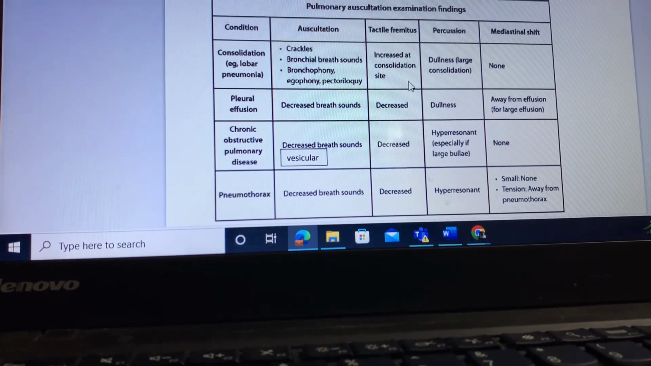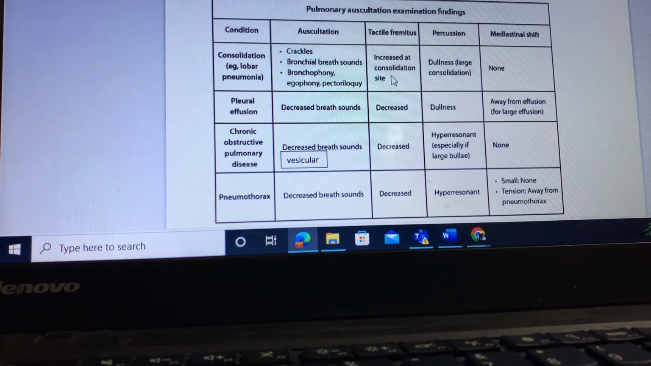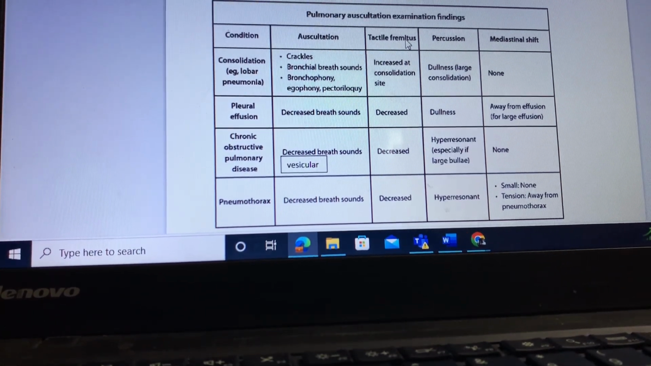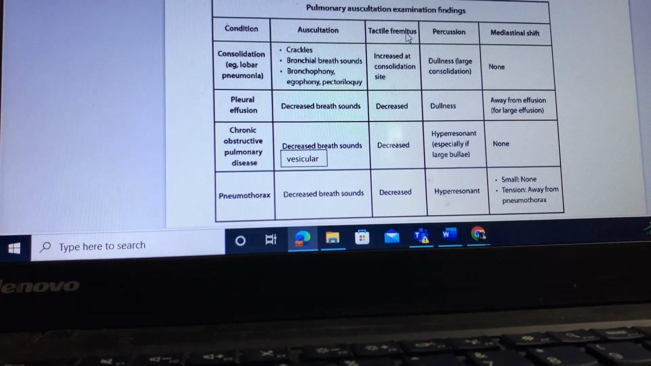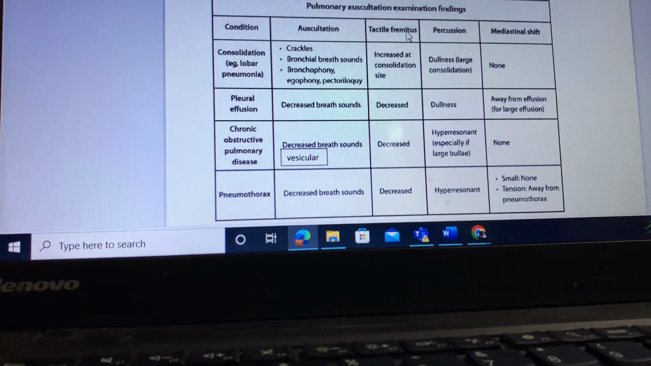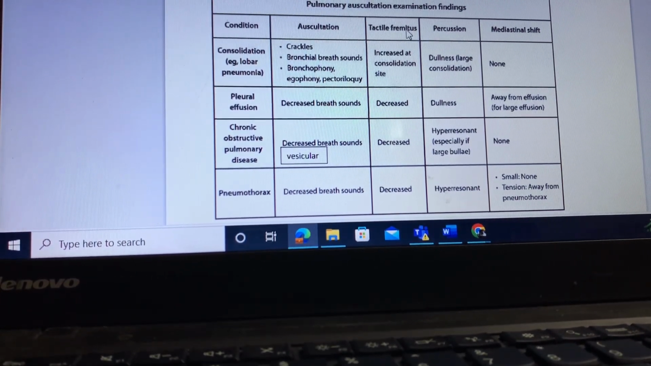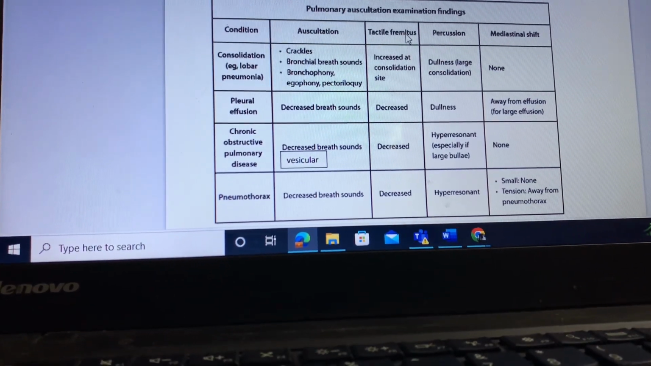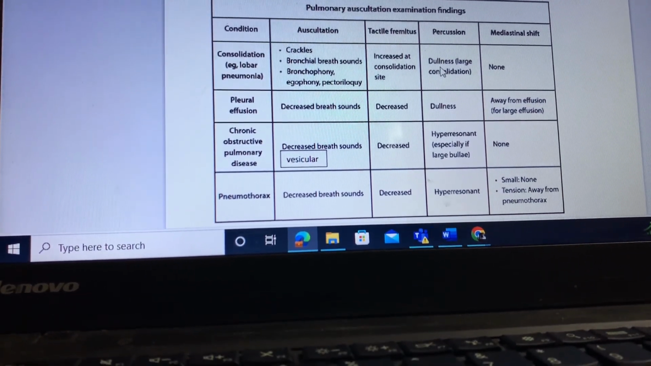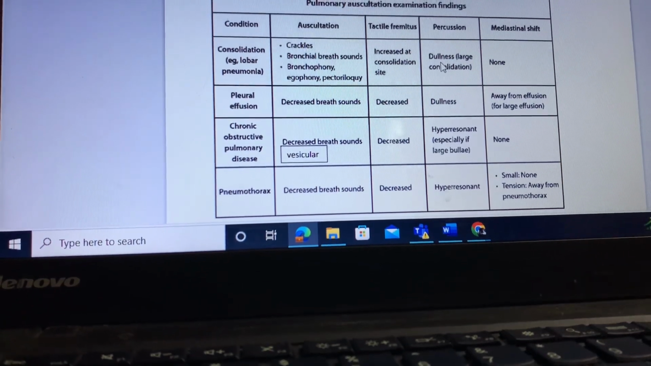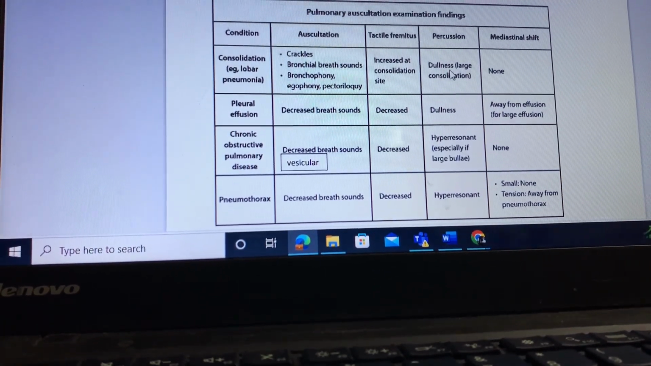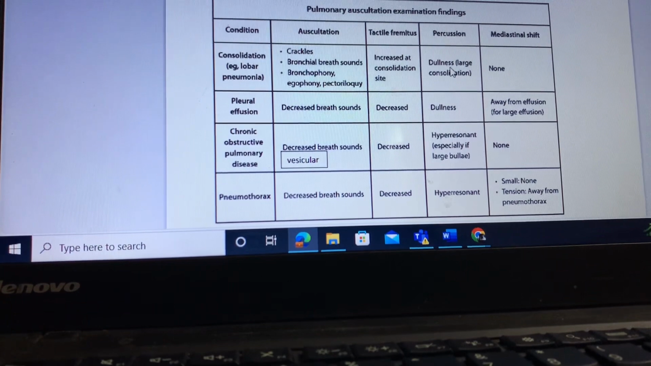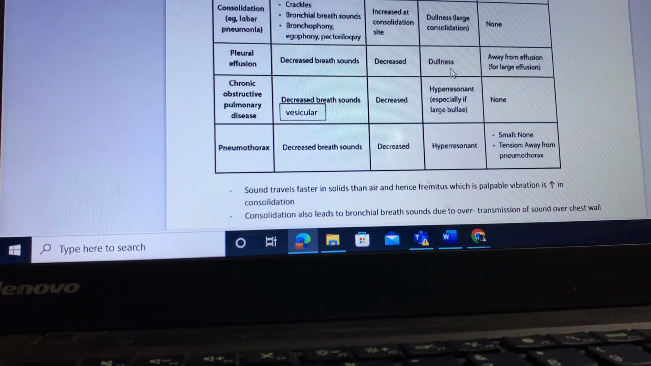The tactile fremitus is increased on the consolidation side. What is fremitus? So fremitus is basically you will ask the patient to say something, and you will feel the vibrations, and those are increased in case of consolidation. In percussion, there's dullness. Fluid consolidation, there's always dullness, and there's no shift, because obviously why would there be any shift? It's just a consolidation.